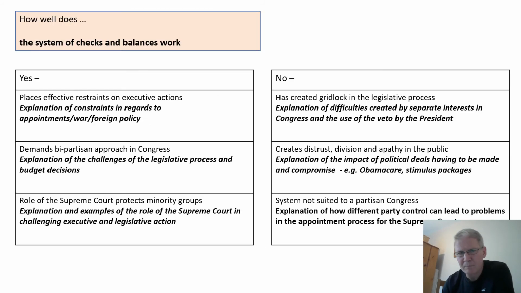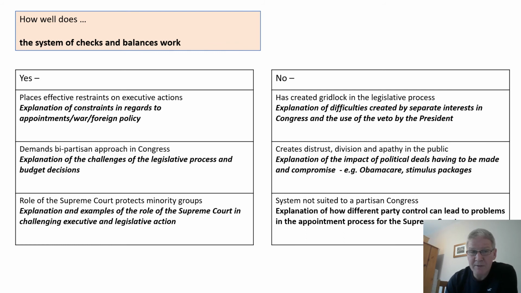Finally, the question could be, how well does the system of checks and balances work in the United States Constitution? The arguments in favour of this, you're looking at effective restraints on executive actions, all those different ways in which Congress or the Supreme Court can restrict, such as the appointment process, the declaration of war, the passing of foreign treaties.